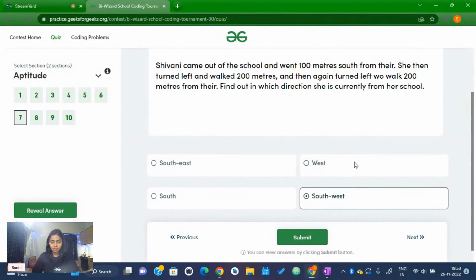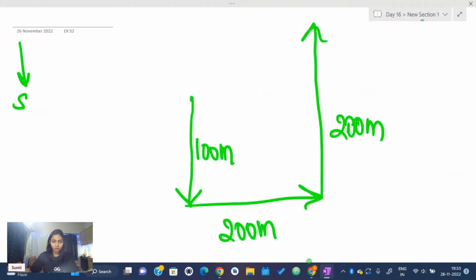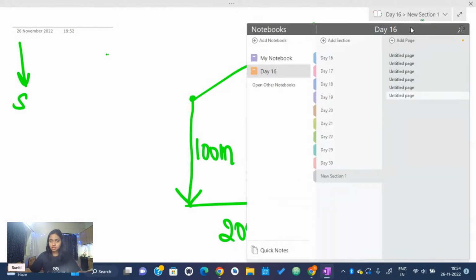She walked south, then turned left and walked 200 meters, and then again turned left to walk 200 meters from there. Find out in which direction she is currently from her school. Okay, so if she's walking south, this direction is coming out to be northeast, but the answer is supposed to be south. Alright, so there is this mistake.